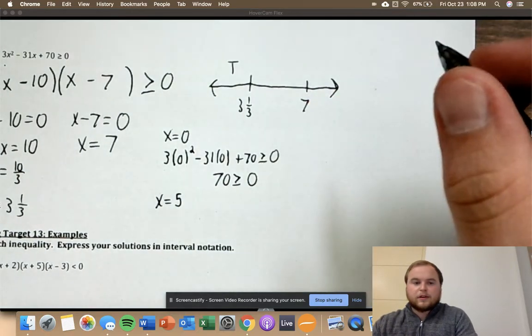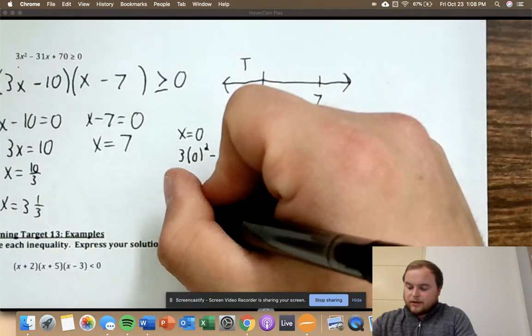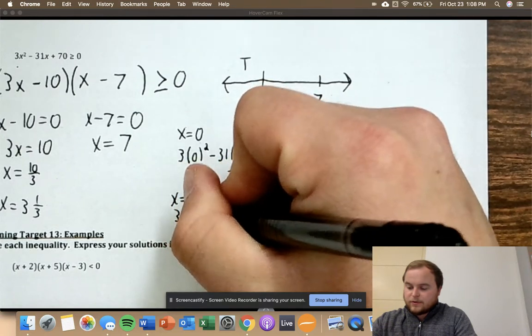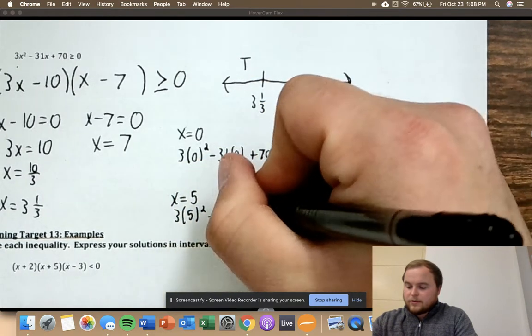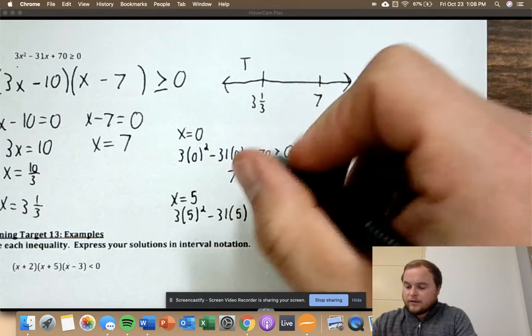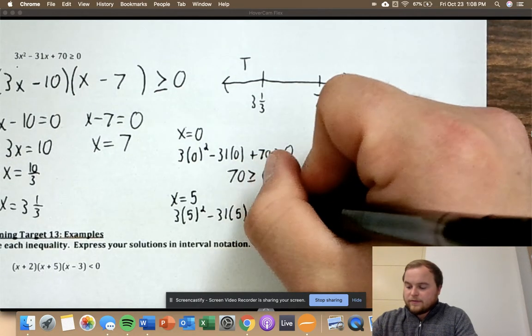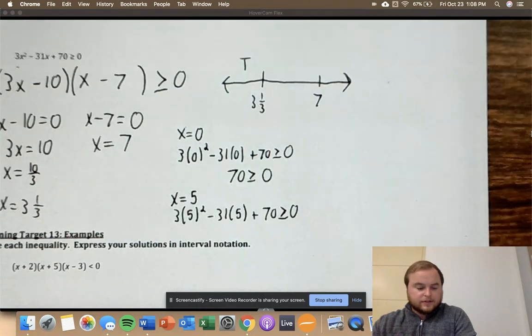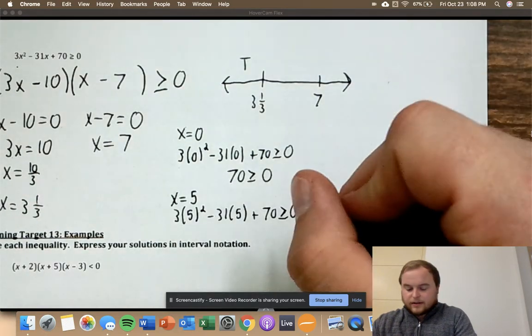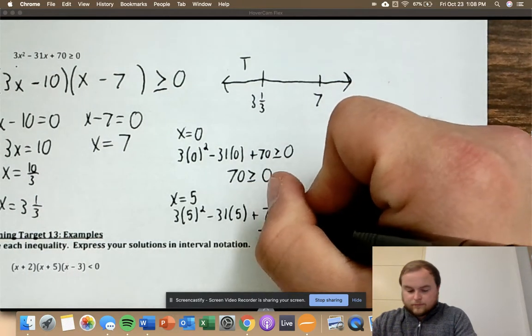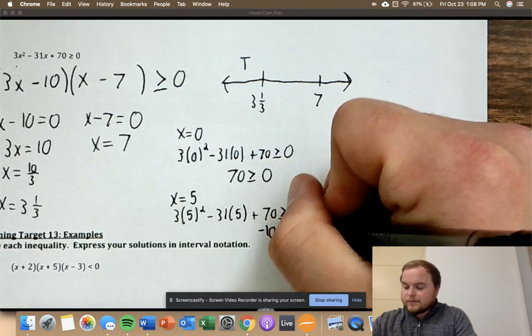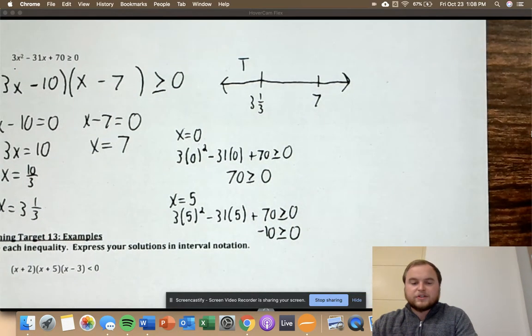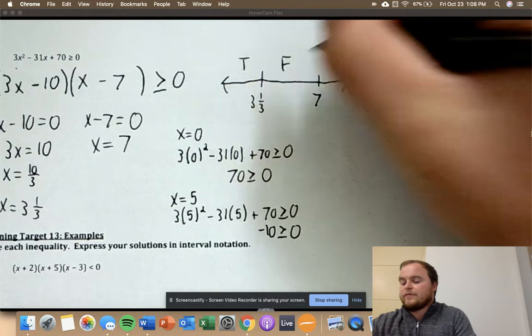Then we can say, well, what about in the middle? In between 3 and 1/3 and 7, I know 5 is in between there. So I would plug in my values again: 3 times 5 squared minus 31 times 5 plus 70 is greater than or equal to 0. And that simplifies down to -10 is greater than or equal to 0, which is not true. So we know this is a false statement.